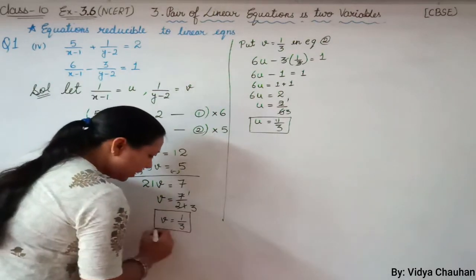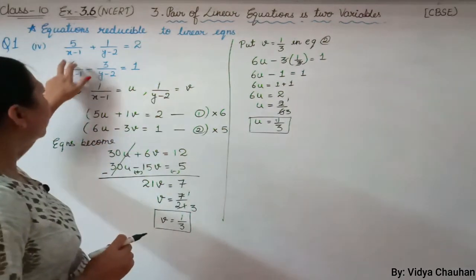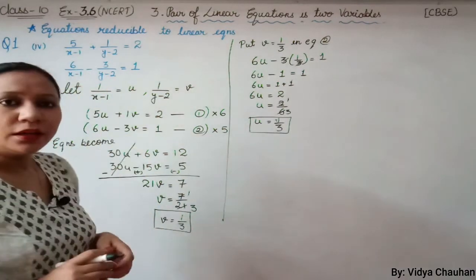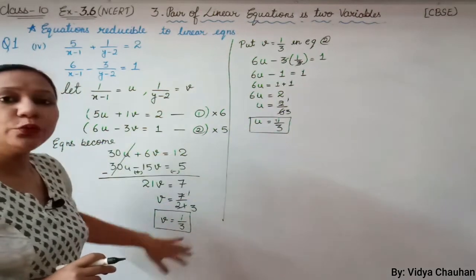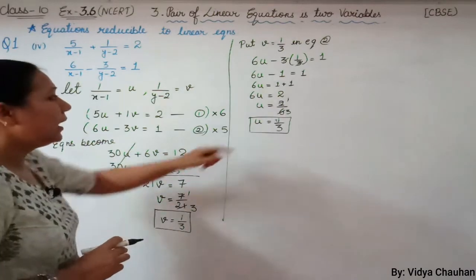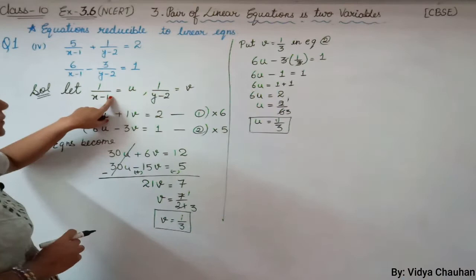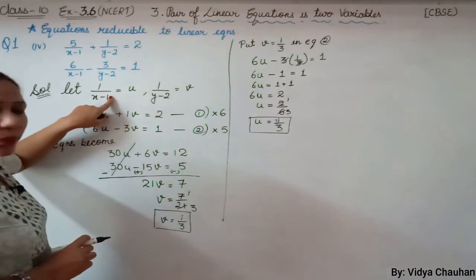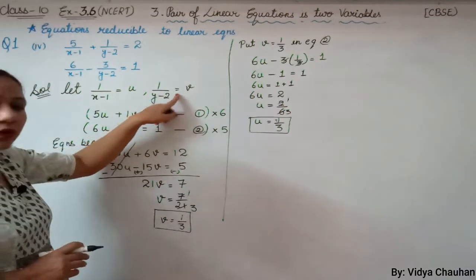But is it our solution? No, because according to the question we need to find the value of x and y. But till now we have just found the value of u and v. So let us find the value of x and y by replacing these values of u and v in the substitution we made.